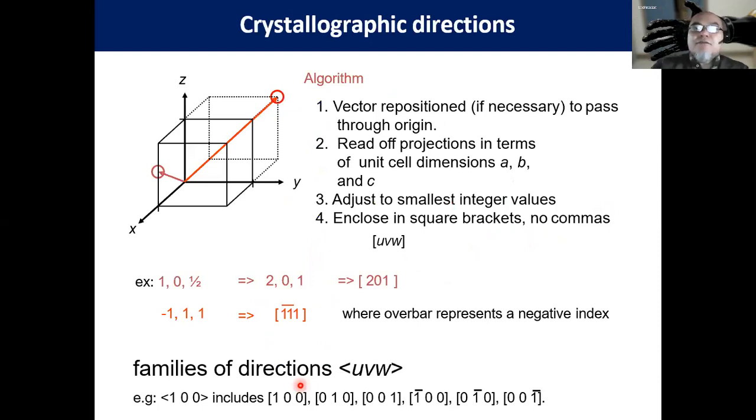Later we will study in more detail about crystallographic direction. This is when we want to express a direction within a single lattice. It is a vector, repositioned if necessary to pass through the origin. For example, we have these two directions, one here and the other one here.